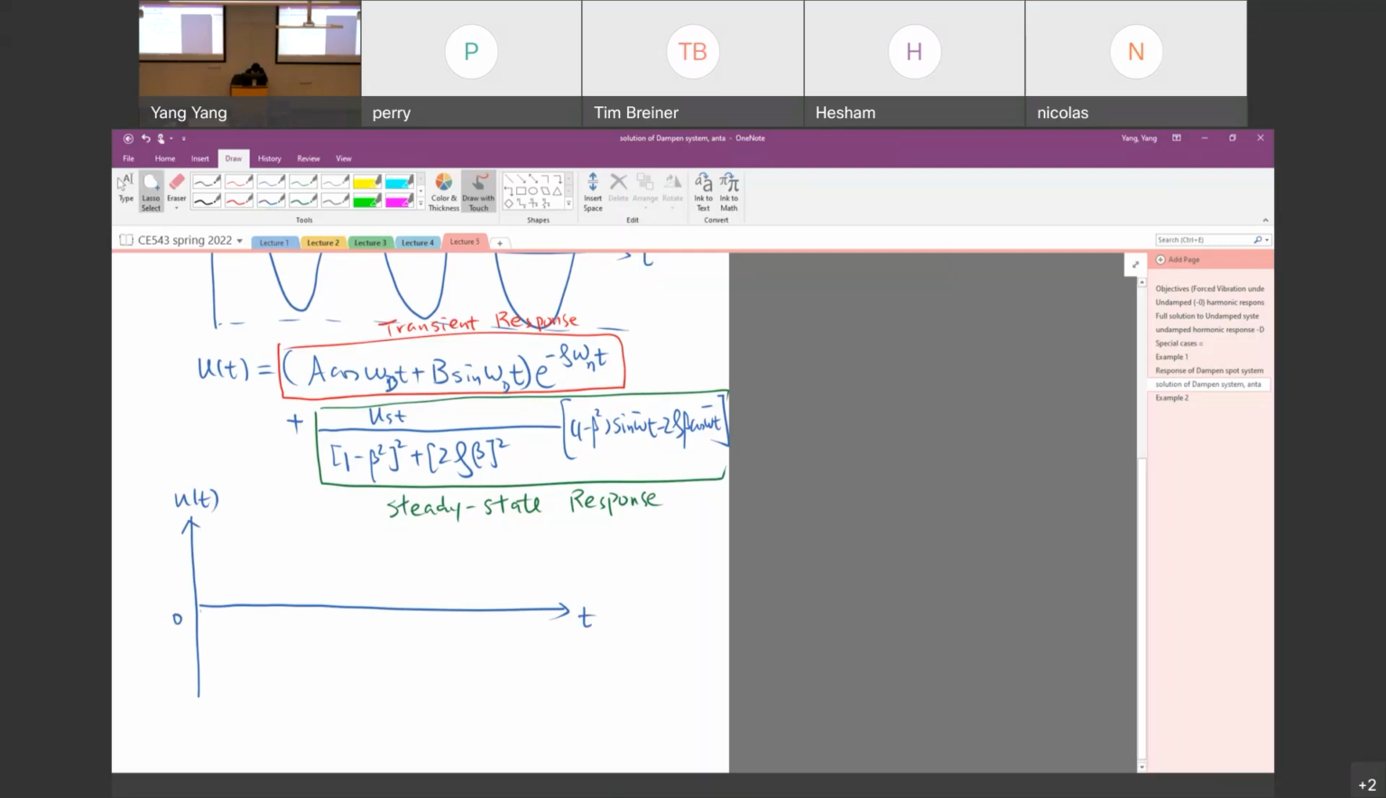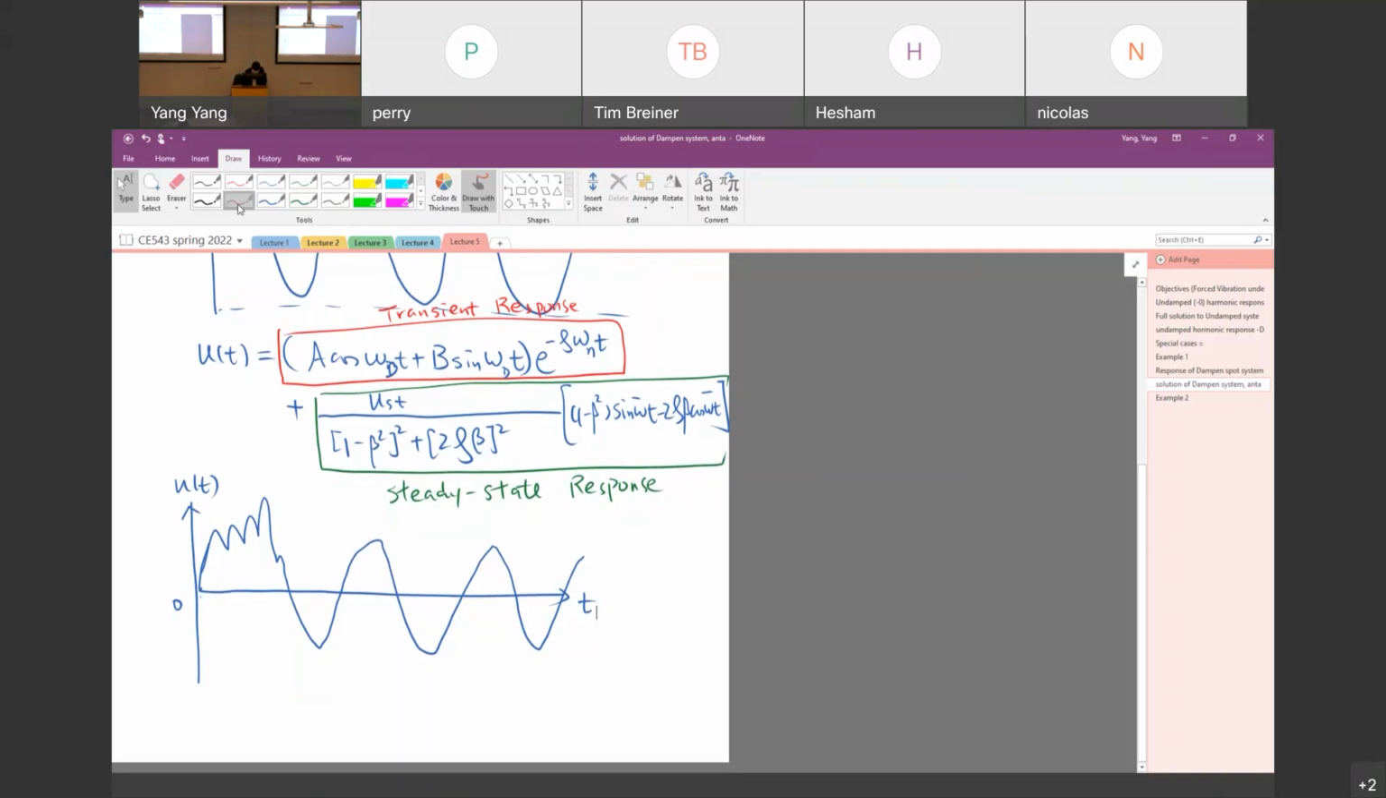So initially we will have some fluctuation, but with time going, if we have a very long time, the response will be a sine wave. That's so different from the undamped case. Very interesting.